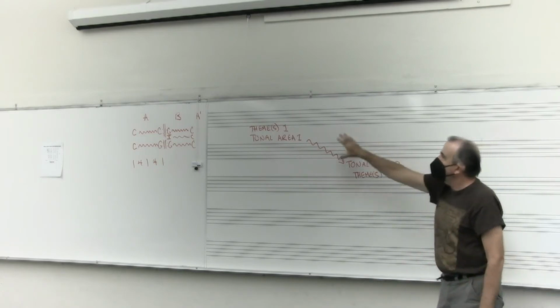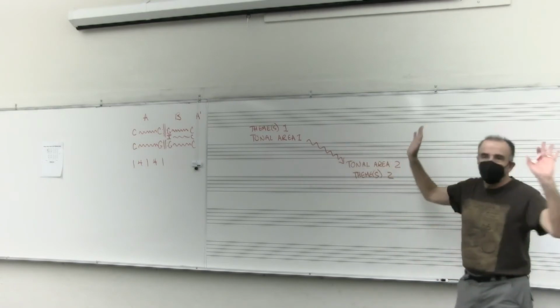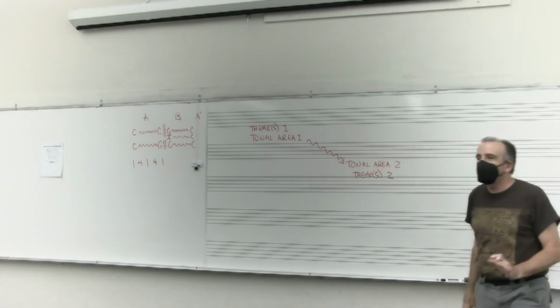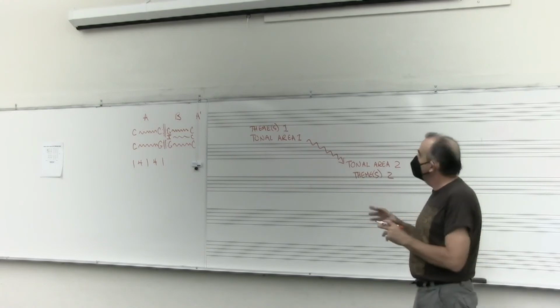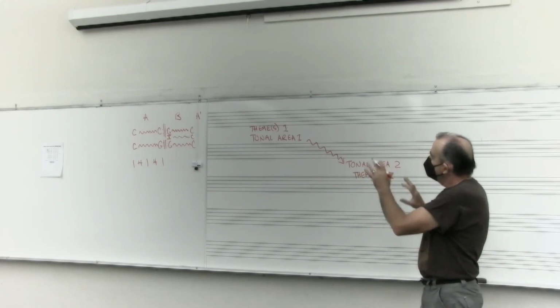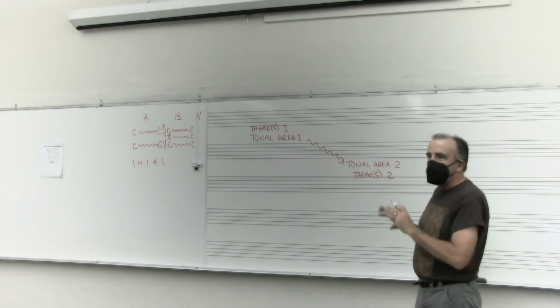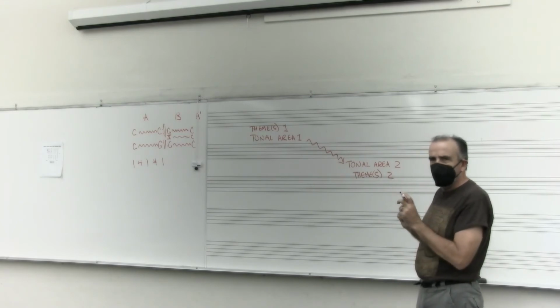We can't just take the listener from one key to another key and then just walk away. Okay, right? We have to bring them home. And so this moving from one tonal area to another, that's the important function. Does that make sense?